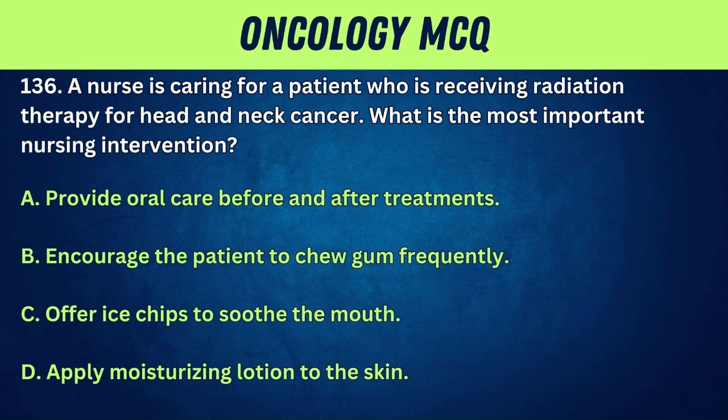136. A nurse is caring for a patient who is receiving radiation therapy for head and neck cancer. What is the most important nursing intervention? A. Provide oral care before and after treatments. B. Encourage the patient to chew gum frequently. C. Offer ice chips to soothe the mouth. D. Apply moisturizing lotion to the skin.